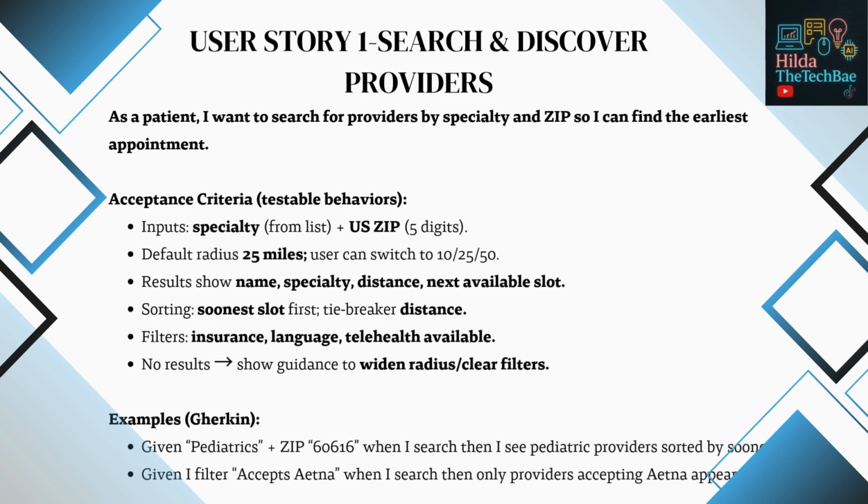So imagine you need a doctor. You type what kind of doctor you want and your zip code, like telling the app, I need a dentist near my house. The app shows doctors close by and who can see you the earliest or the soonest. You can also turn on little switches in the app like takes my insurance or speaks my language. If nothing pops up, the app should kindly say, try a bigger search area or turn off a filter.